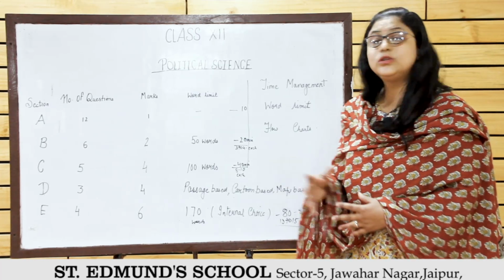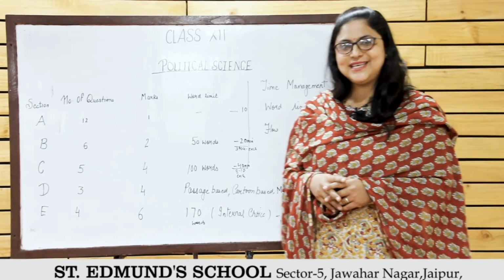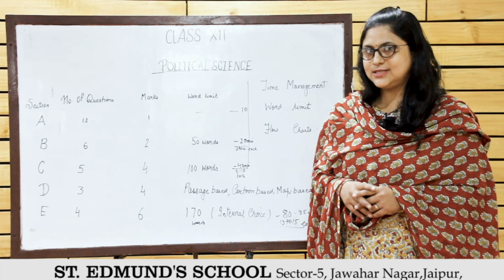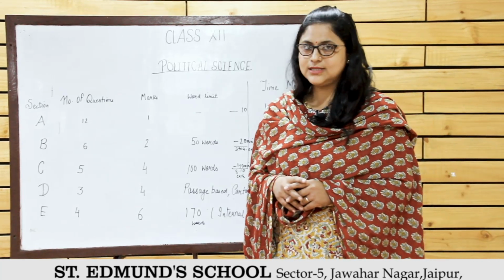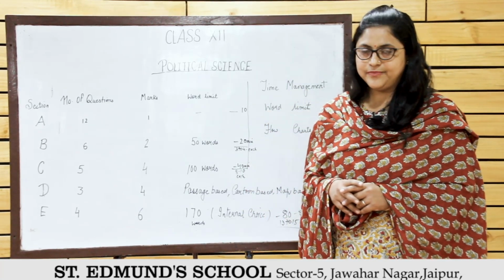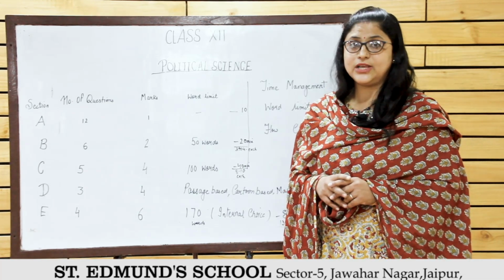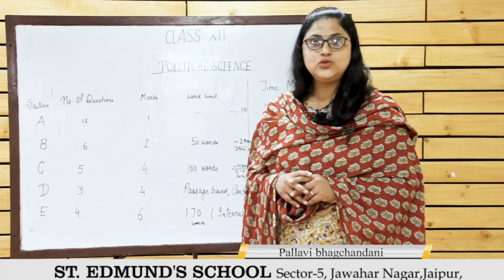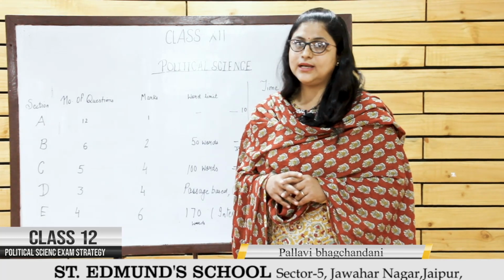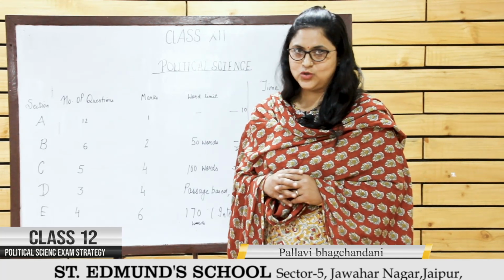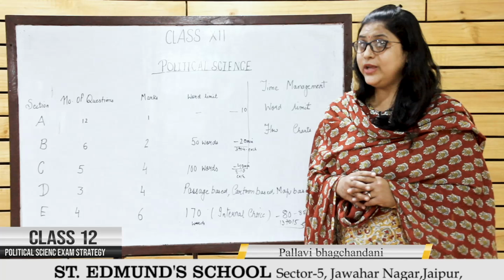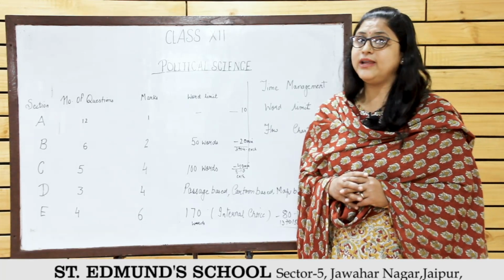Now next, move to section C. In section C, there are 5 questions. Each question carries 4 marks and the word limit is 100. Now in this section, you have to write according to the answer and try to write in points and underline the points also. In section D, there are 3 questions and each question carries 4 marks.